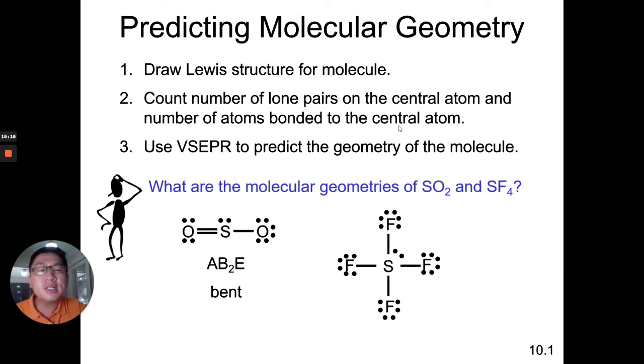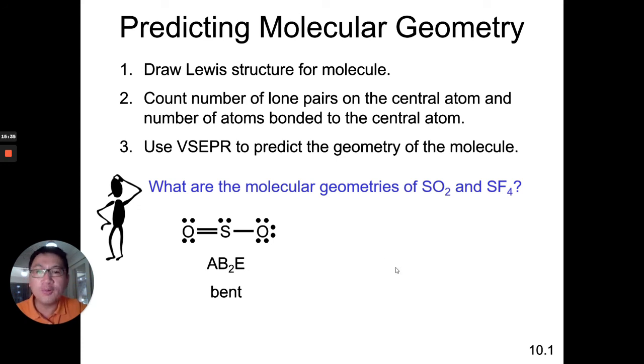How many atoms are bonded to the center atom? Count 1, 2, 3, 4. There are 4 fluorines. There are 4 atoms attached to sulfur, and one lone pair.